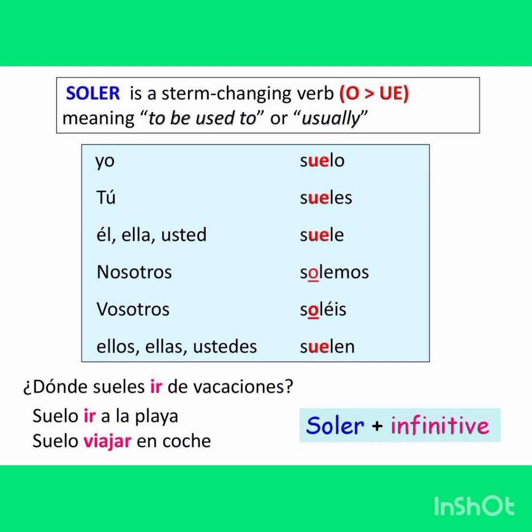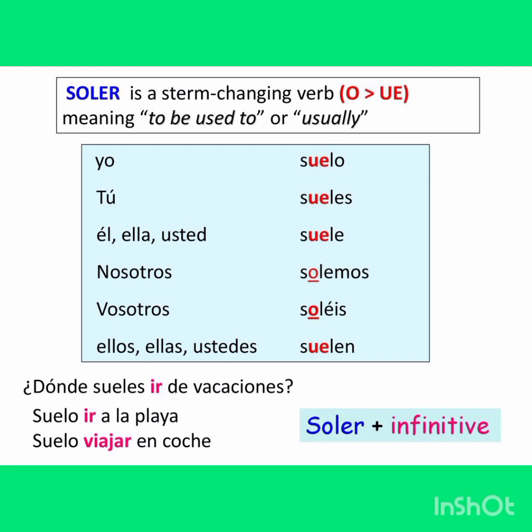The verb soler. The infinitive verb form is soler, S-O-L-E-R, and we call it the infinitive verb because it ends in ER and the meaning of it is preceded by to. Soler is a stem changing verb. It changes within the stem from O to UE.